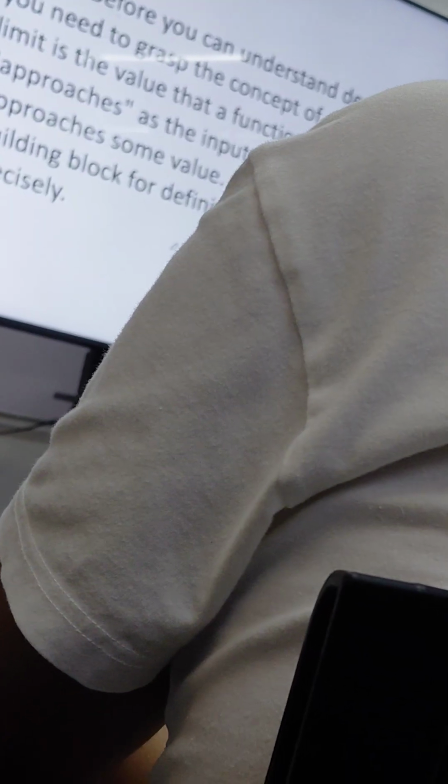So before we can understand derivatives, we need first to understand deeply the concept of a limit. Okay? So a limit is the value that a function or sequence approaches as the input or index approaches a certain value. It is the foundational building block for defining the derivative precisely.